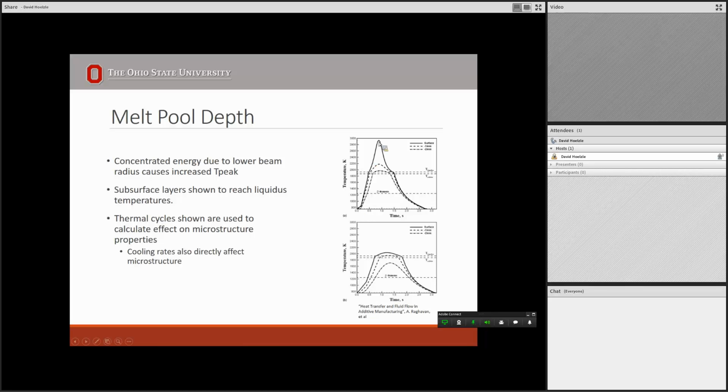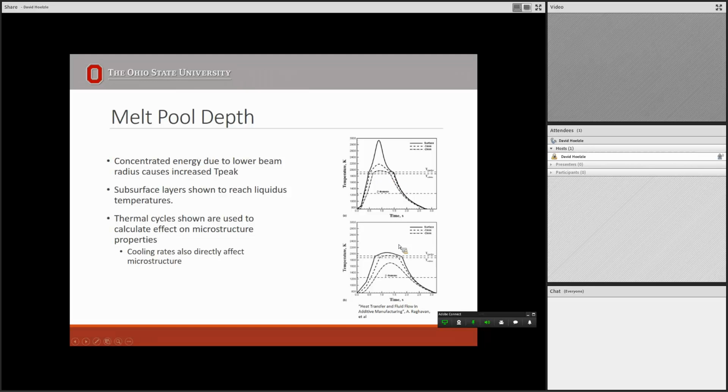You can see the surface temperature, this solid line, gets up to all the way north of, would be about, 2,900. And then the dashed lines are subsurface temperatures at 1 millimeter and 2 millimeters. But you can see even these subsurface locations are getting above that liquidus point.